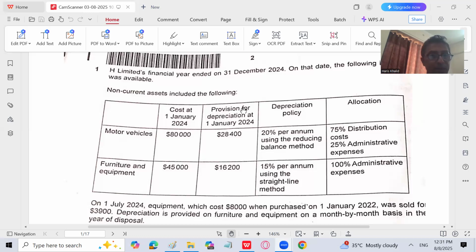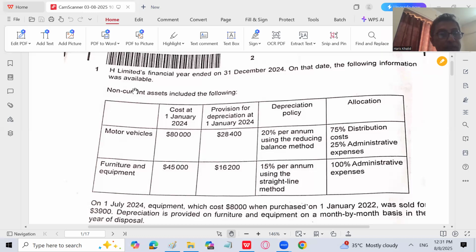Question number 1, H Limited, May-June 2025, variant 22, company accounts. H Limited's financial year ends on 31st December 2024. Remember the date, it is 31st December 2024. On that date, the following information was available.